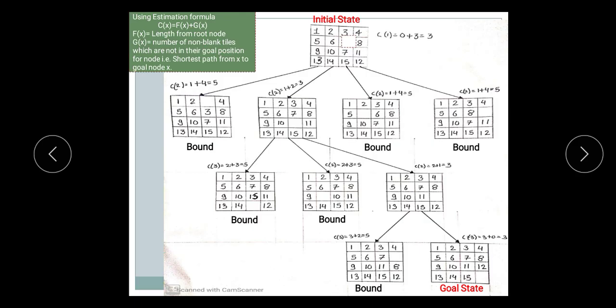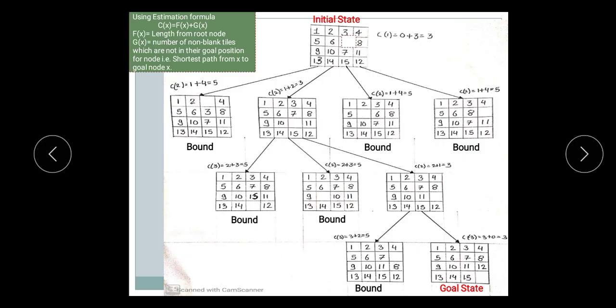So if we expand this node, we can move the empty slot either to the upward direction or to the downward direction. We cannot move it to the left side, because from the left we came to this state. So we can move it either to the up position or to the downward position. So we again get 2 arrangements, when we move our empty slot to the upward direction and when we move our empty slot to the down direction.